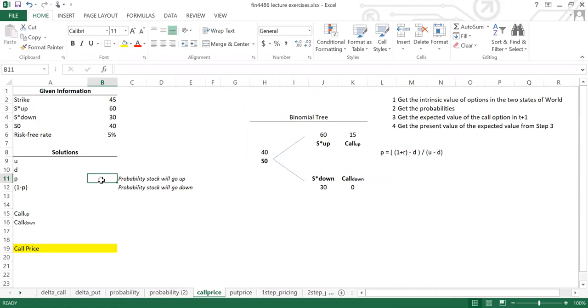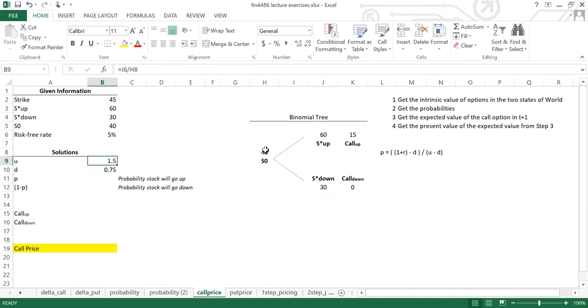In order to get the probabilities, we need the value of u and the value of d. And in the previous videos, we have seen that the value of u, we can get it by dividing the stock price in the good state of the world. If the stock price goes up, it goes up to 60, so this 60 we divide by the stock price today. And for d, if the price goes down, this is 30, and this 30 we divide by the stock price today.